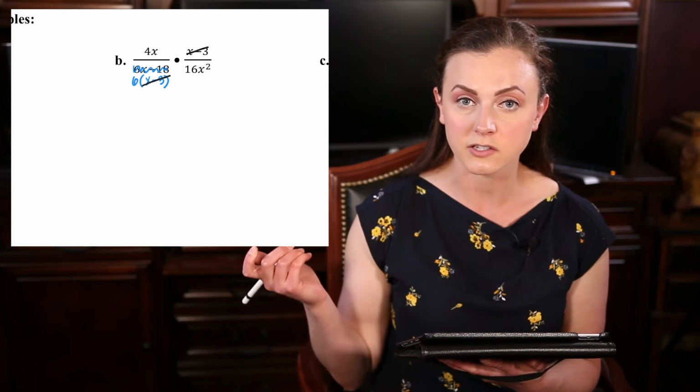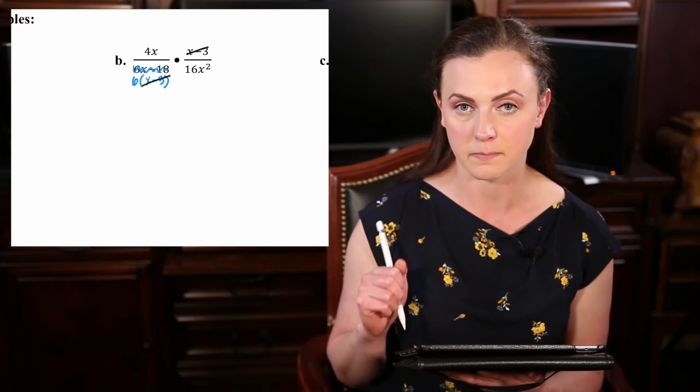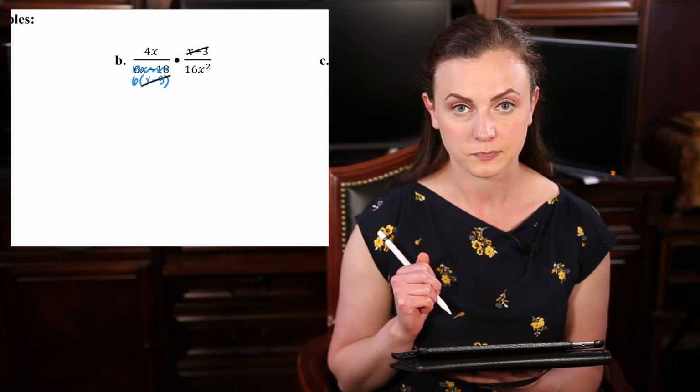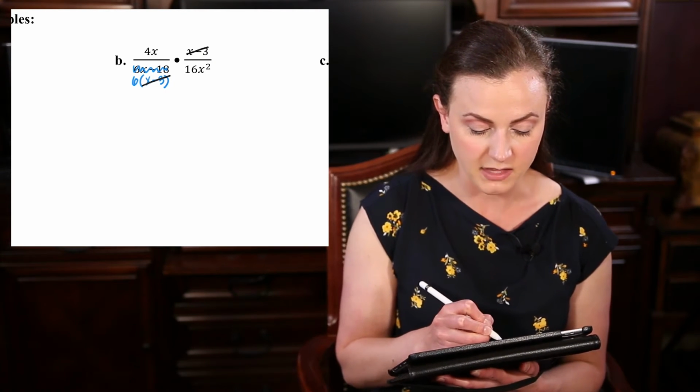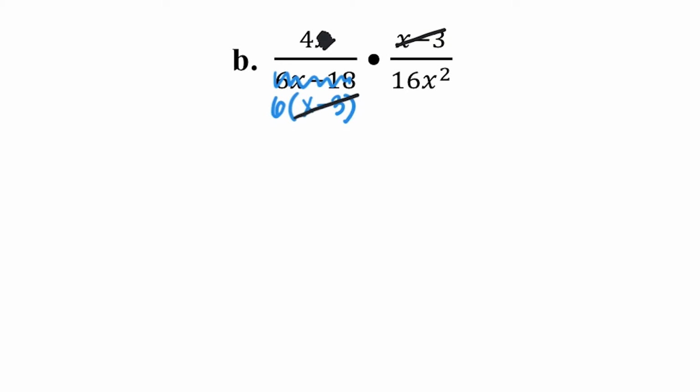Is there anything else you see that shows up on top and on bottom? Well, we have this x, and we have 2 x's on bottom, so what I'm going to do is just get rid of the squared here, because we did cancel the x on top with one of the x's on the bottom, but we still have one other one left. And just because this looks a little messy, I'm going to rewrite what I'm left with. This is 4 over 6 times 1 over 16x.